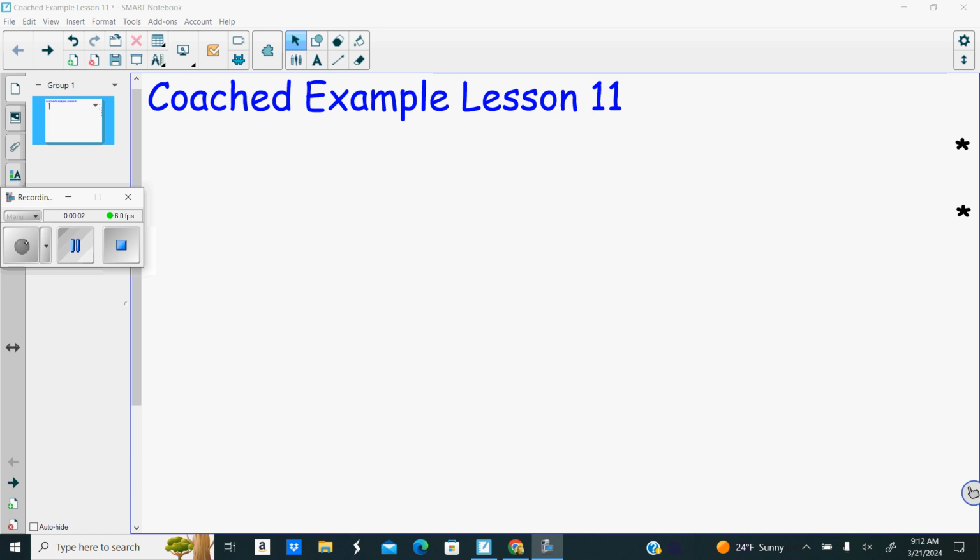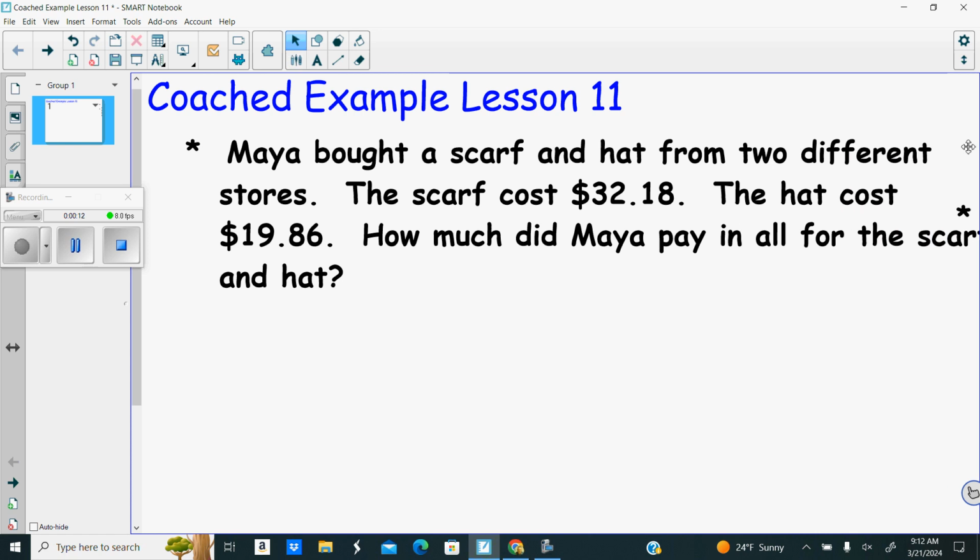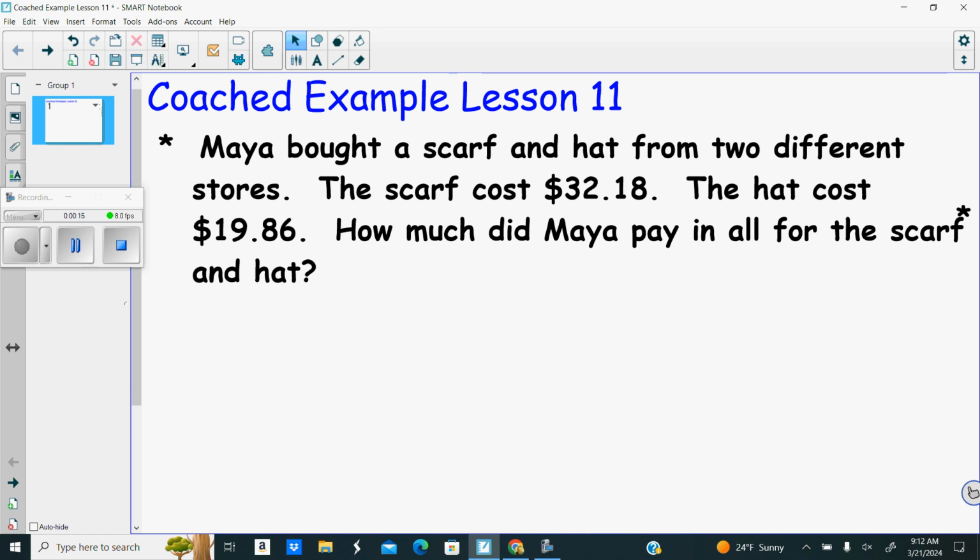This is the coached example for review lesson 11. In this review lesson, we're going to be adding and subtracting decimals. Two examples for you in this coached example. This first one's a word problem.